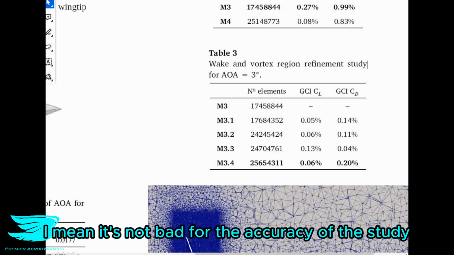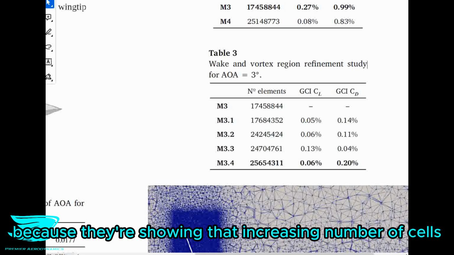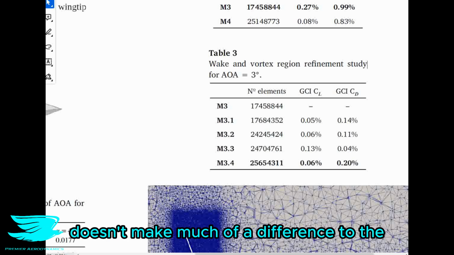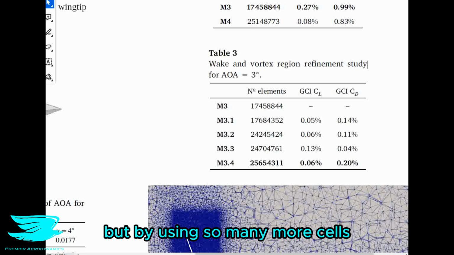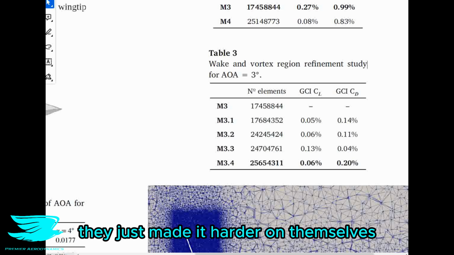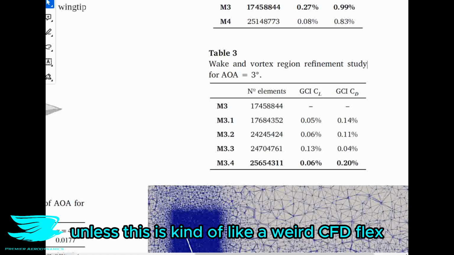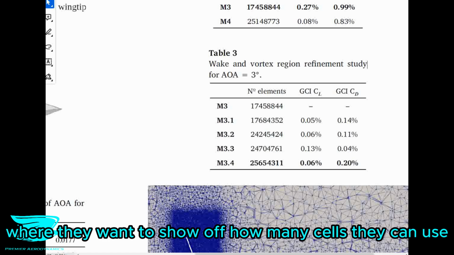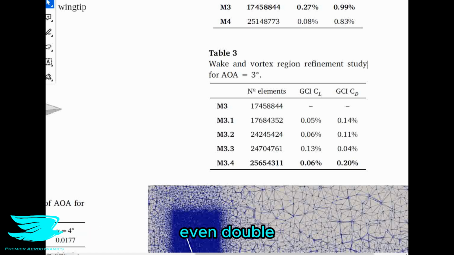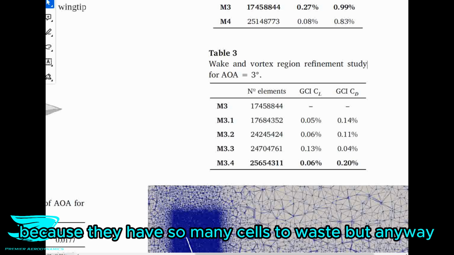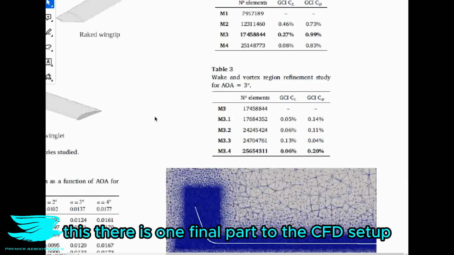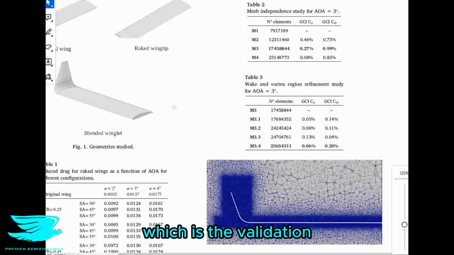I mean, it's not bad for the accuracy of this study because they've shown that increasing the number of cells doesn't make much of a difference to the lift and drag coefficients. But by using so many more cells, they just made it harder on themselves, unless this is kind of like a weird CFD flex where they want to show off how many cells they can use and even double or triple what they need, but they don't care because they have so many cells to waste. But anyway, there is one final part to the CFD setup, which is the validation.